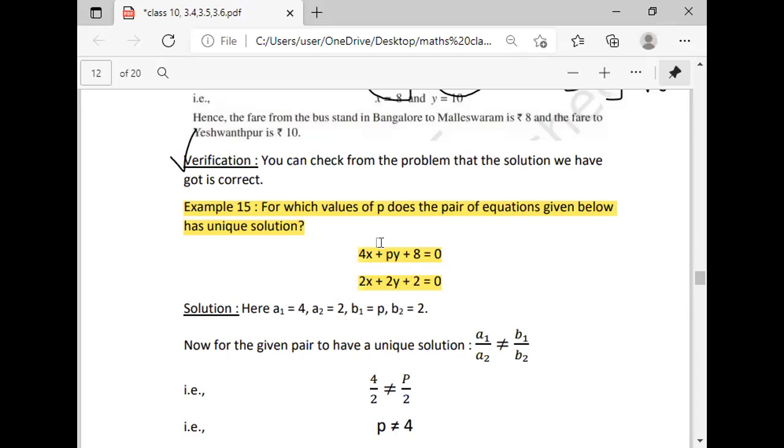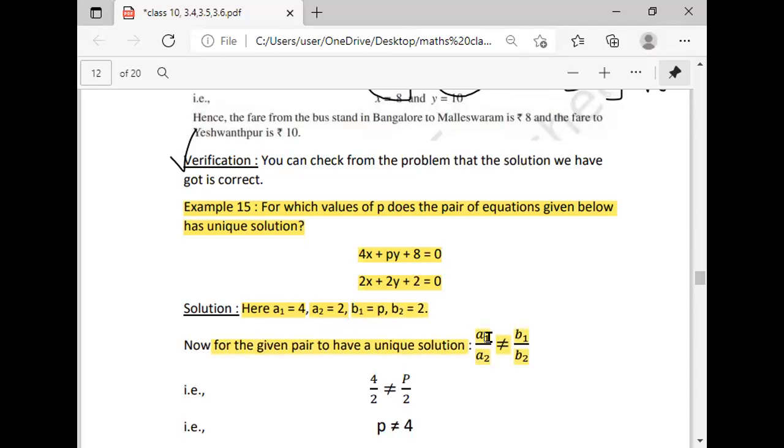So in order to do that, again we write what A1 is. A1 is equal to the coefficient of x in the first equation, that is 4, and A2 is equal to 2. And again, B1 is equal to p and B2 is equal to 2. So we have written A1, A2, B1, B2. Clear? Now, as you have seen, for a given pair to have a unique solution, it should have A1 by A2 not equal to B1 by B2. That is our aim.